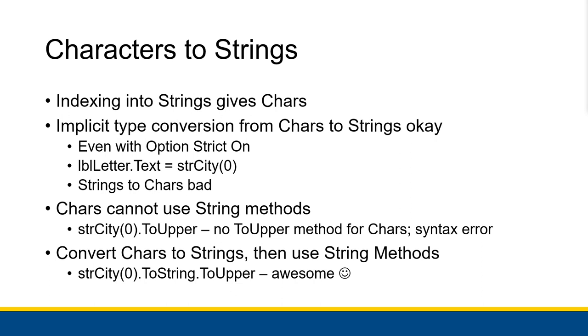You're not modifying string city at all. You've created a new string that contains the same character that string city at index 0 did. So after you've created your new string with the toString method, then you can call toUpper. And it works perfectly fine. And Visual Basic is smiling, and everyone is happy. There are also other methods that we will sort of glance over. But there's a couple of ways to convert characters to strings in order to then use those string methods on one character strings rather than individual characters.